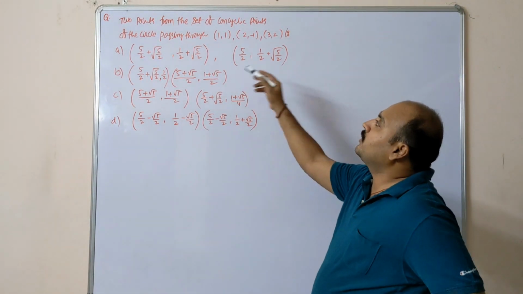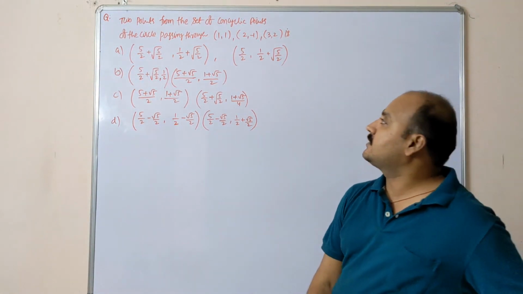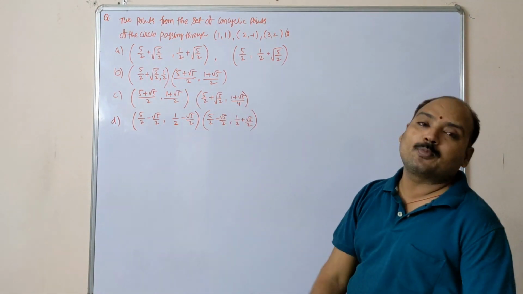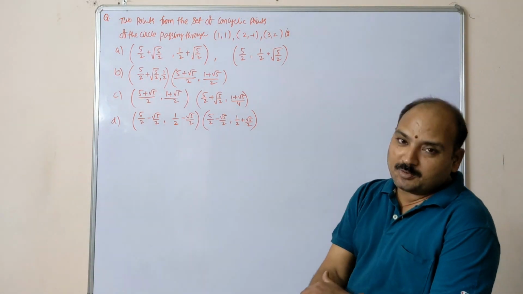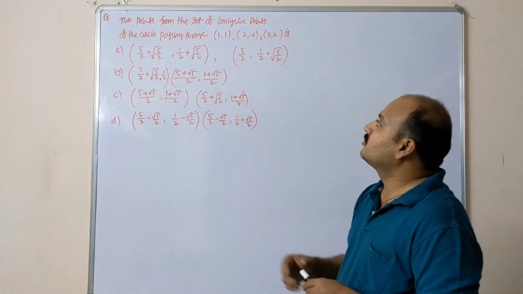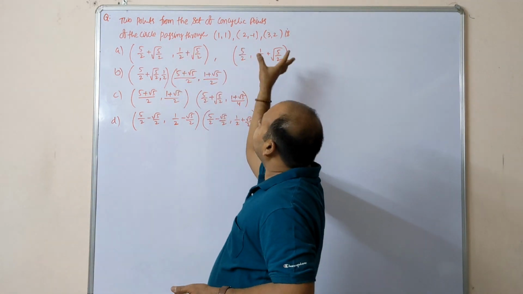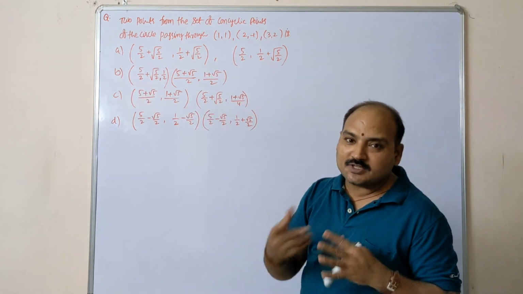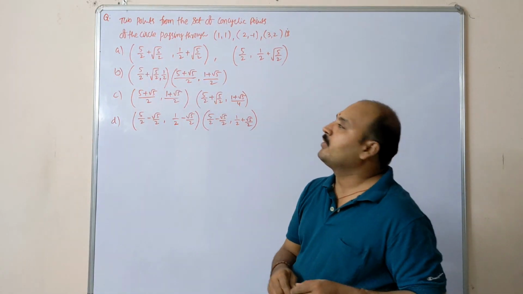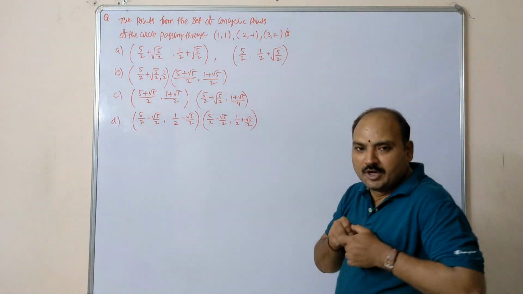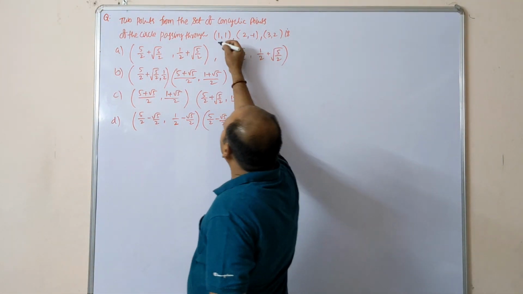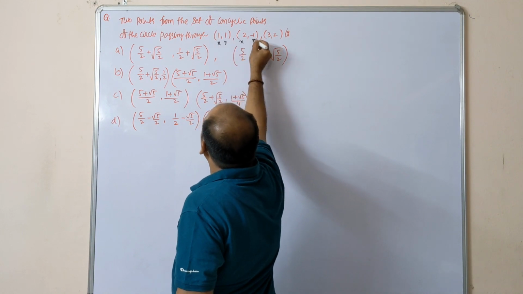Two points from the set of concyclic points of the circle passing through 3 points are given, and another point. Concyclic points means the points which are lying on the same circle. So among that set of concyclic points, they are asking 2 points in these options. So we need to calculate the equation of the circle passing through the given points. Here the points are x, y, x, y, x, y.